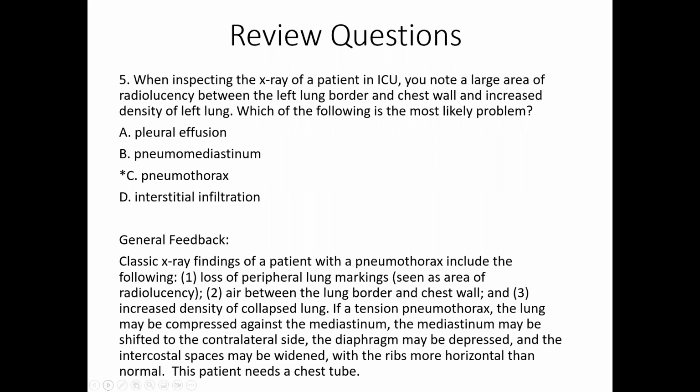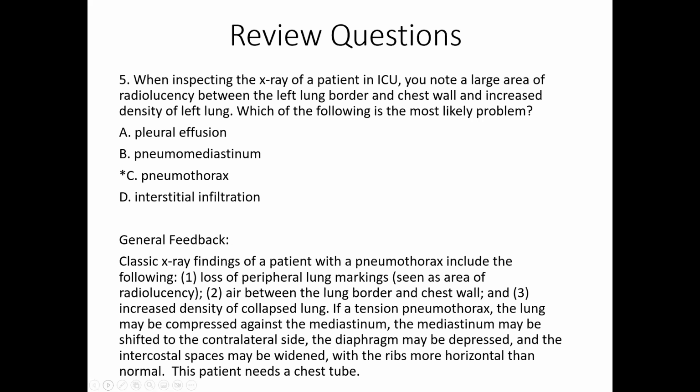Classic X-ray findings of patients with a pneumothorax include the following. One, loss of peripheral lung markings. Make a note to self: you want to review some of those chest X-rays. They may well just show you one. Two, air between the lung border and the chest wall. Three, increased density of the collapsed lung, because that tissue is being compressed.